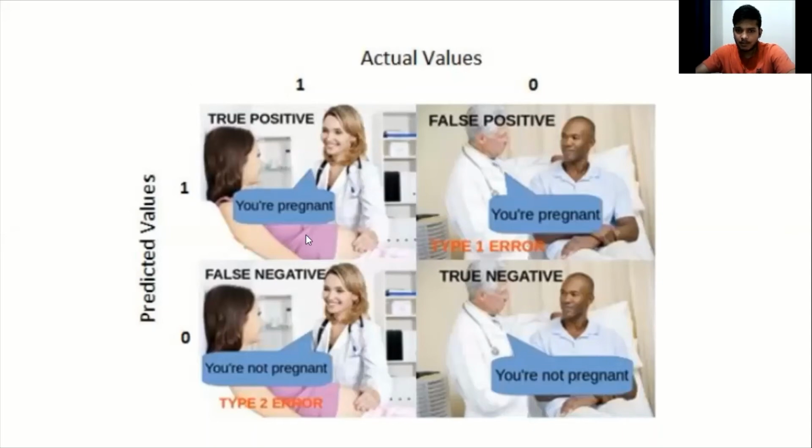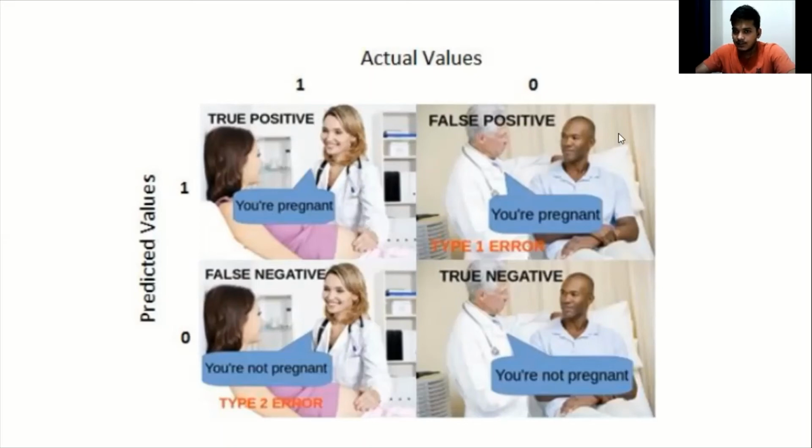This lady has a baby bump and looks like she's pregnant, and she is actually pregnant because on this axis we have actual values and there is 1. That means she's actually pregnant, and the test is also saying that you're pregnant. So predicted value is also 1. In this case, the prediction is correct, so the first part would be true, and the prediction is positive because 1, she is pregnant. So true positive.